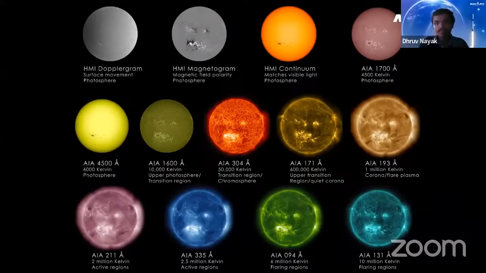See, all this has been photographed by the Solar Dynamics Observatory. You can see different parts: surface movement of the photosphere, then magnetic field polarity of the photosphere, visible light photosphere, then corona, flare plasma, flaring regions, active regions. There are different aspects which have been photographed by the Solar Dynamics Observatory in different wavelengths. That is why if you look at the images, all of them appear different and something or the other new can be seen. That's cool. So we also see how to get an idea of all these things.